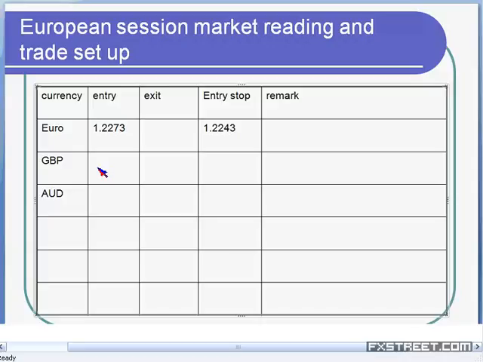Then in the case of GBP, 1.5562 is the current, 63 is the current level, 1.5571 is the high. And in the case of GBP, 1.5531 was the initial high, and so I'll try to keep 20 pips below the current level.